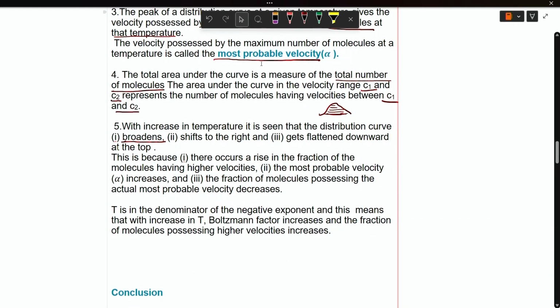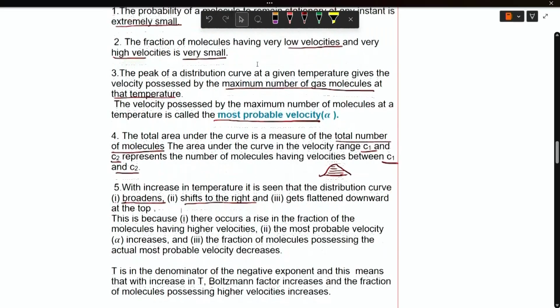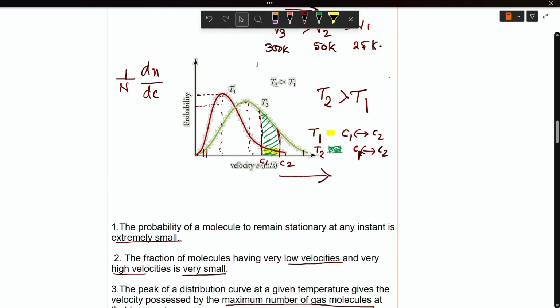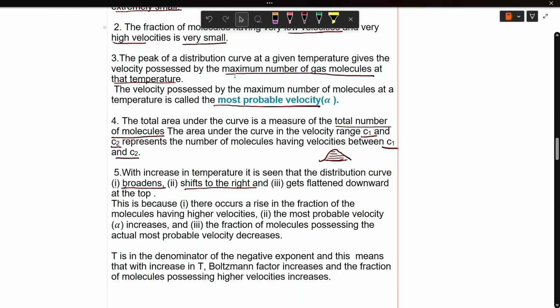So, that is correct. Now, second point is it shifts to the right. It shifts to the right means it is shifting towards higher velocity. See, at T1, at T2 it has been shifted to the right, where the velocities are of higher value. So, the plot is shifting towards the right, towards higher velocity. That is the second point.